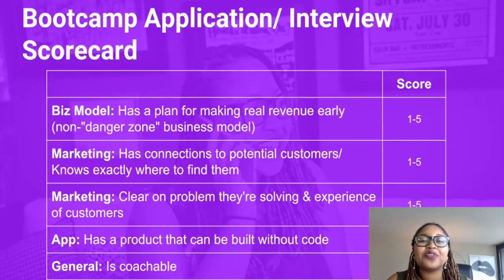The first thing we're looking for is business model. Do you have a plan for making real revenue early on in the business? If you're not familiar with the concept of danger zone business models, you definitely should check out our Gimme Money Business Model Challenge that I've done. If you don't know how to get access to that, send me an email and I will give you access to it or show you how to get access to it. And it's going to walk you through some of this business model stuff you should know.